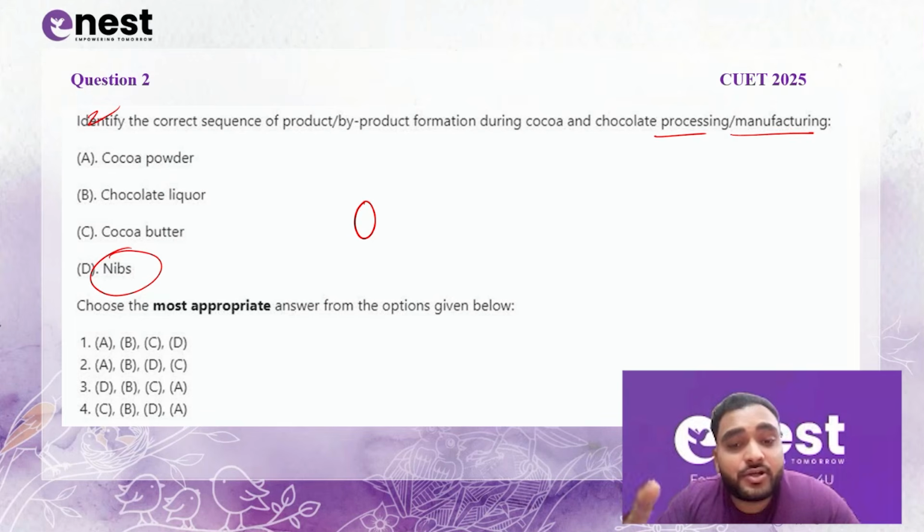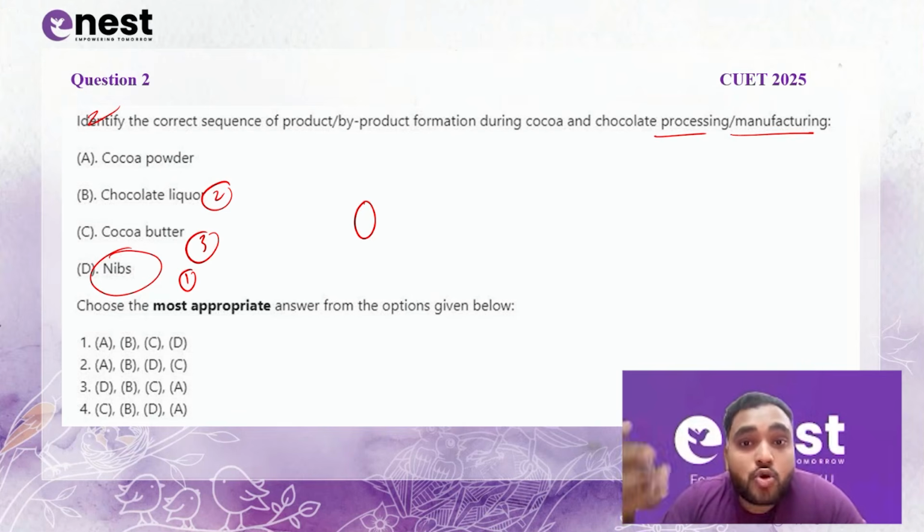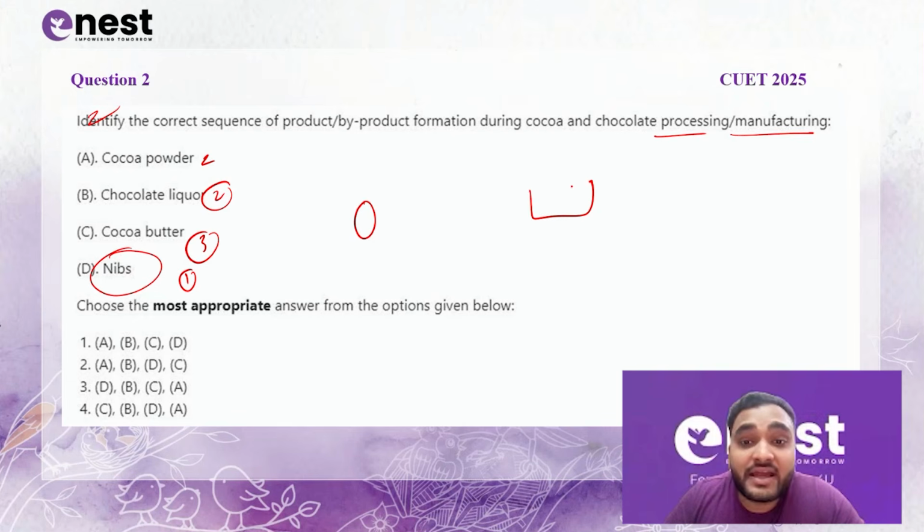When cocoa nibs are subjected to extreme level of grinding, we get the cocoa liquor, which contains powder plus cocoa butter. So this is always the first point, then you get the cocoa liquor. When you subject the cocoa liquor to pressing so that the butter is separated, you will get the cocoa butter. So cocoa butter is the third option, which is formed when you hydraulically press the cocoa liquor. And the last is cocoa powder, which you get after you dry the cakes which are left from the filter press. They are subjected to drying and pulverization.